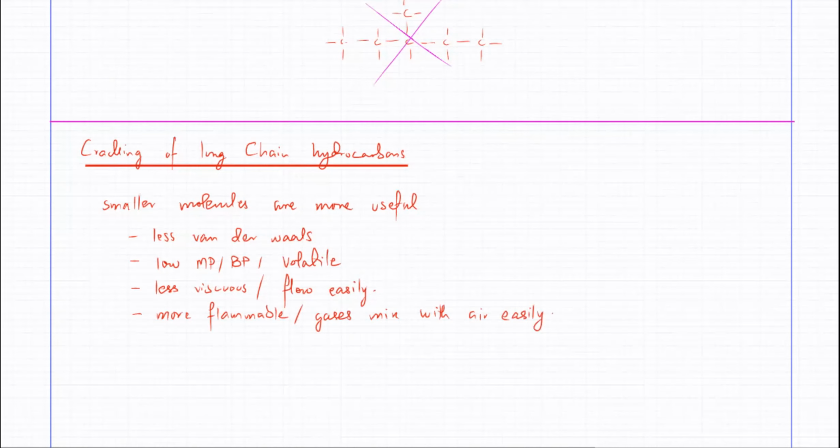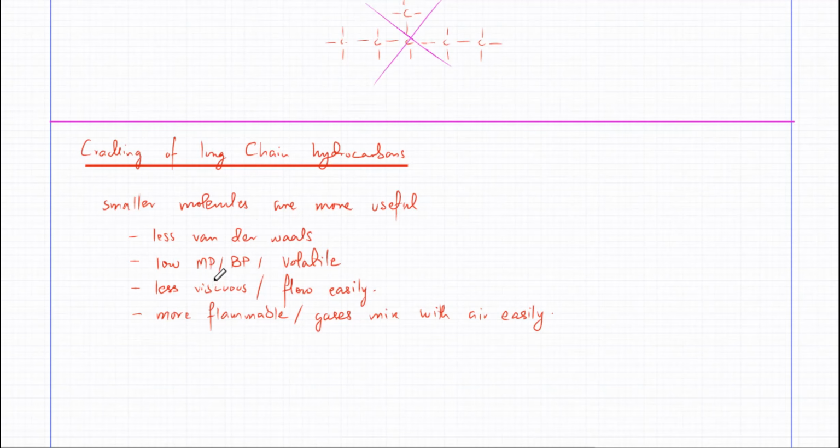So smaller molecules are more useful. Bigger molecules don't have these properties. They're going to be less volatile. Like candle wax doesn't really evaporate, it just stays as candle wax. Even if you heat it, it doesn't evaporate. They're going to have high melting and boiling points. They'll be very viscous. Like candle wax doesn't flow.